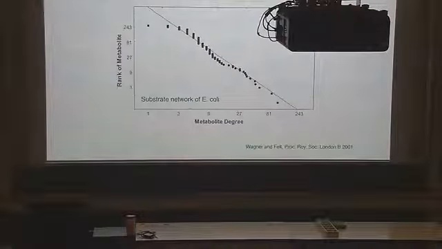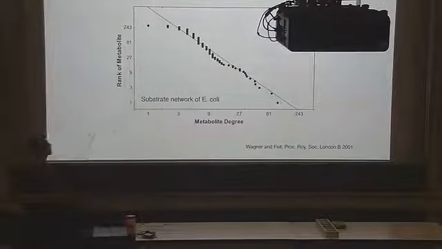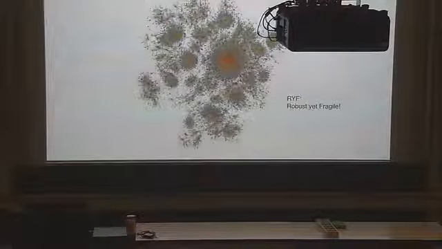This is another example. This is the substrate network of E. coli. On the x-axis, I have metabolite degree, whether this metabolite is well connected to other metabolites, and then the rank. What you see is that, again, we get this sort of power law behavior. So these networks usually have heavy tails, and that is the reason we see this power law.